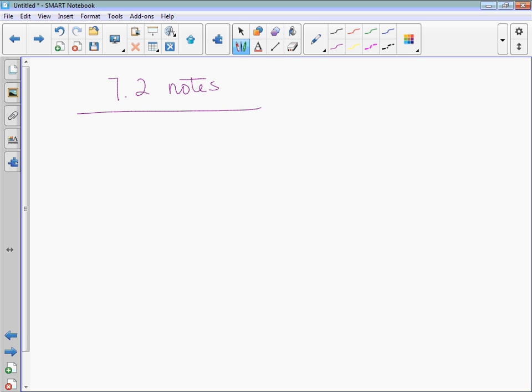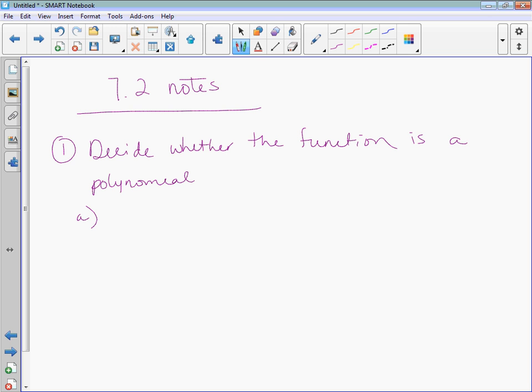Quick little polynomial review. So decide whether the function is a polynomial. There could be three of them. Let's see. So f of x equals 1/2 x squared minus 3x to the fourth minus 7.